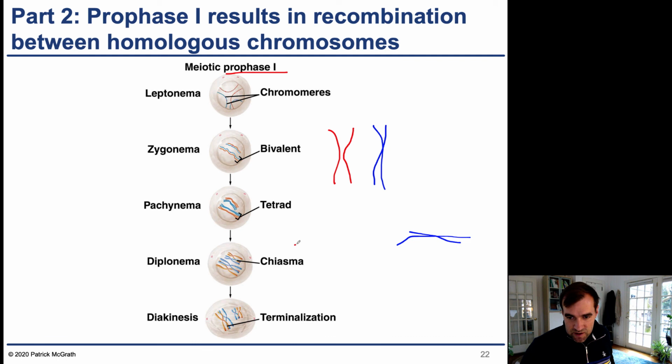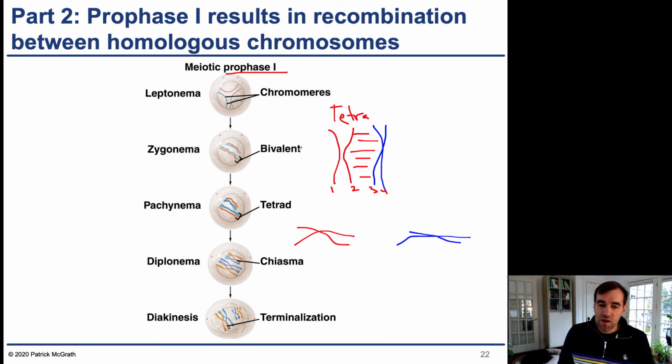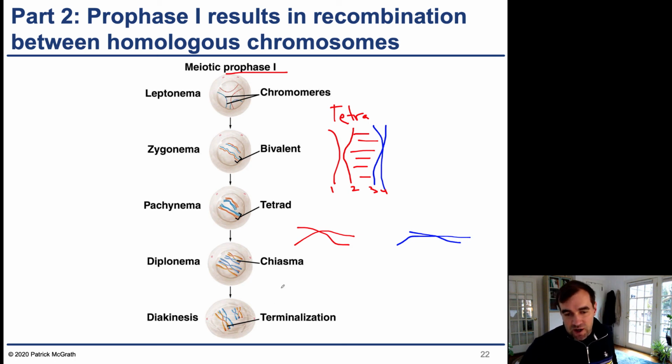So they'd be completely independent from each other. But in meiosis, these actually find each other and come together. And so this forms what's called the tetrad. The tetrad occurs when you have 4 chromatids, 1, 2, 3, 4, because you have the 2 homologous chromosomes joined together. And so not only do the homologous chromosomes come together to form the tetrad, but you actually have DNA exchange that occurs.